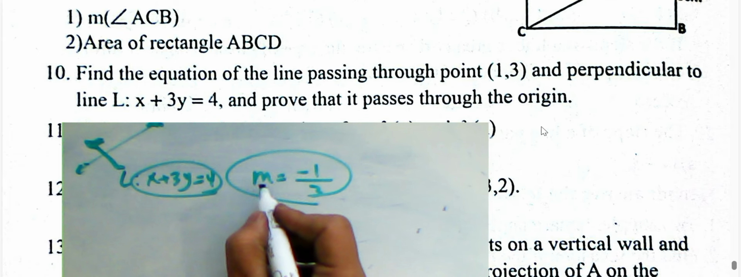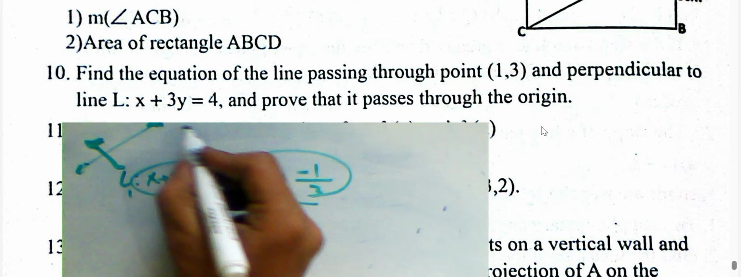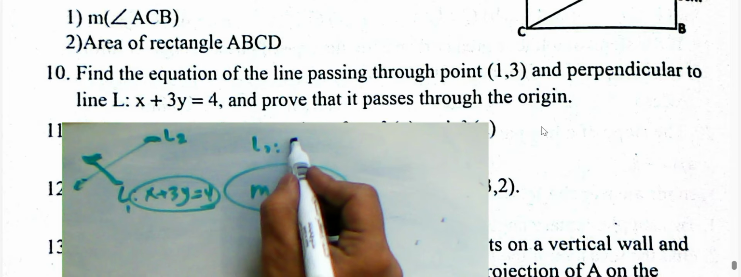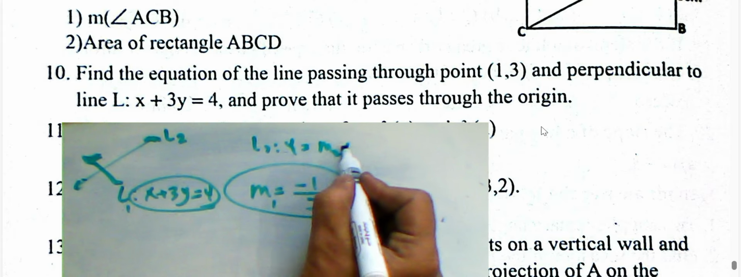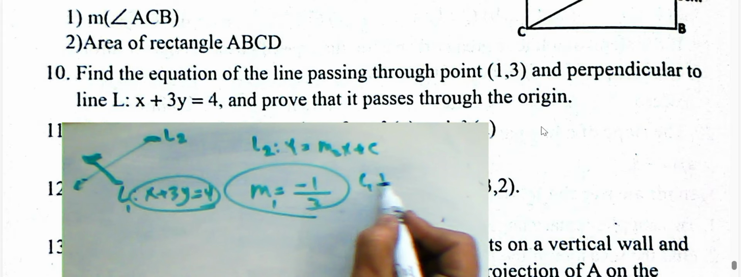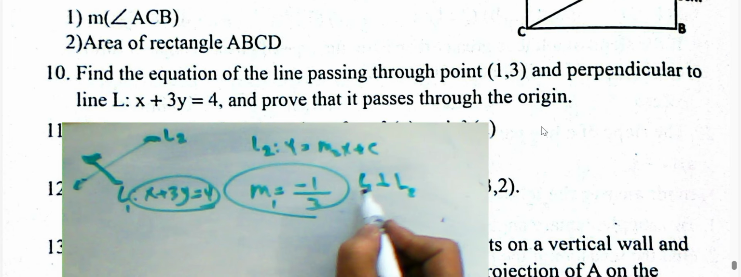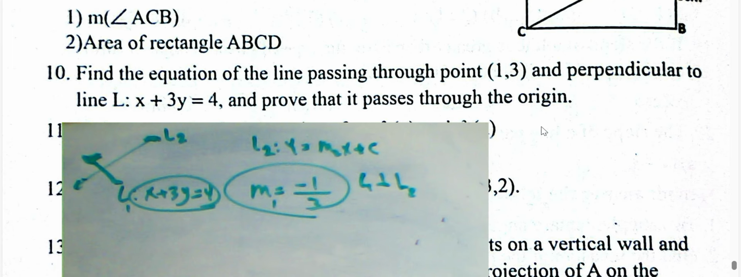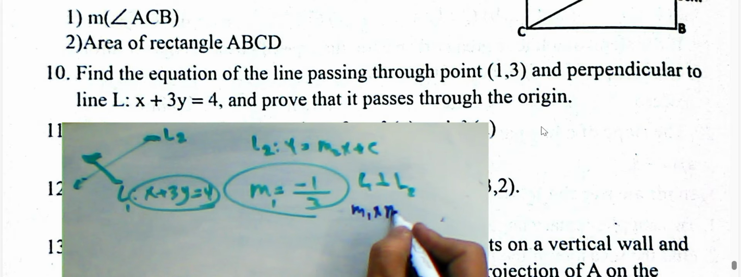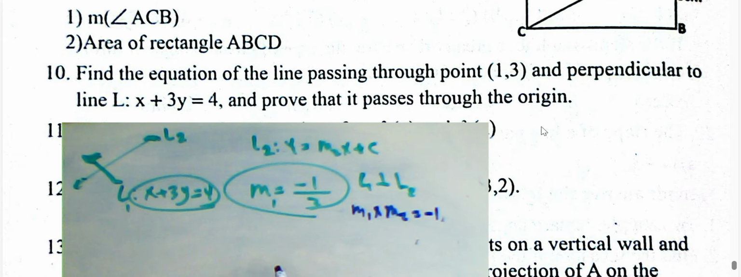It's a slope. We have relation number 1, and we have equation L2. I write L2 such that y equals m2 x plus constant. We have a relation between L2 and L1: they are perpendicular. It means slope 1 times slope 2 equals negative 1.